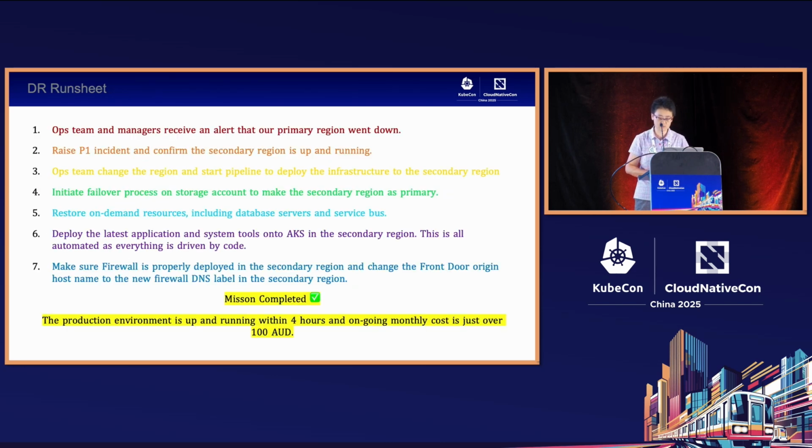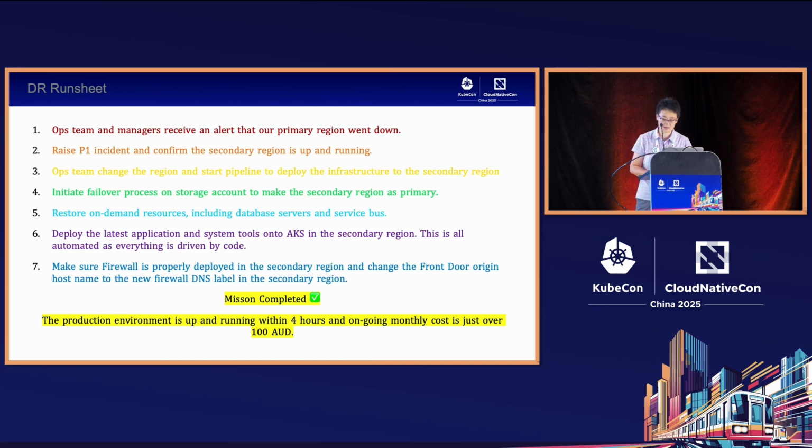Here are the steps when a DR incident happens. When the ops team and the manager receive an alert that our primary region went down, and of course, we already receive alerts of the application going down before this, the business manager will raise a P1 incident and communicate with customers. The ops team confirm the secondary region is up and put up the maintenance page.